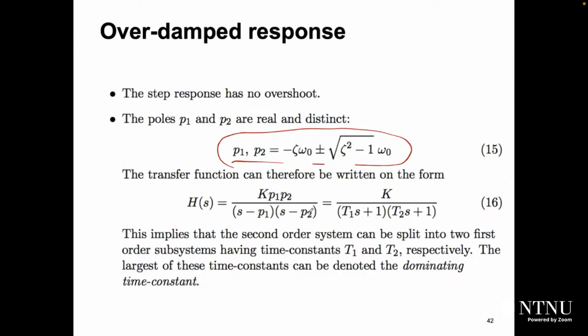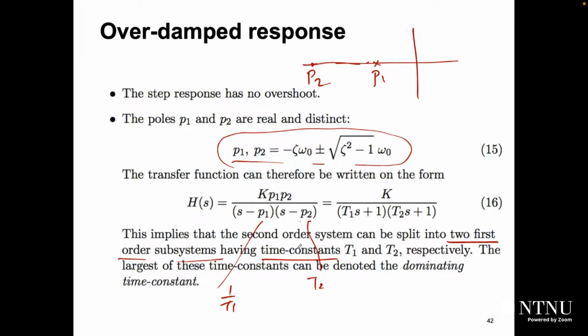S minus P1 times S minus P2, because we will get P1 and P2. So we will have here P1, we will have here P2, correct? And you can just replace P1 by 1 divided by T1, and P2 by 1 divided by T2. So in this case, we can split the second order system into two first order subsystems having time constants equal T1 and T2, respectively. The largest of these time constants can be denoted as the dominating time constant.